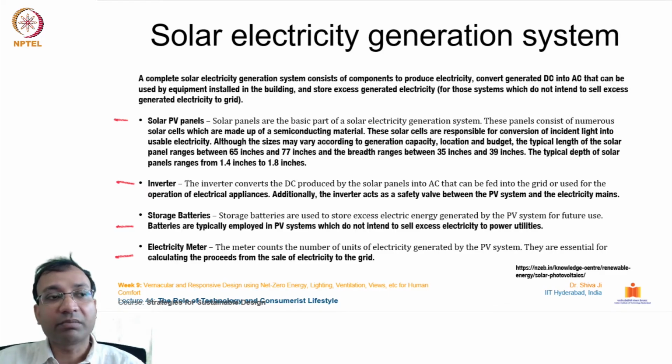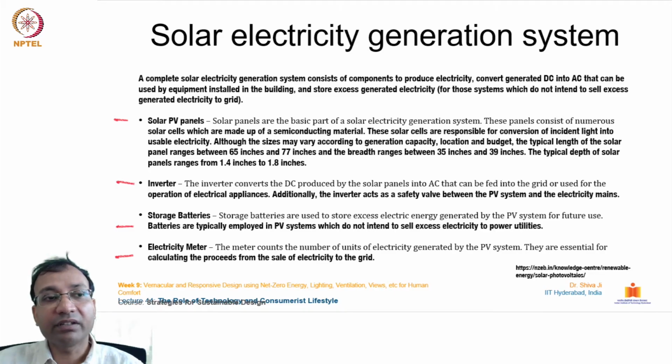The next one is storage batteries, power storing batteries. The storage batteries are used to store excess electric energy generated by the PV system for future use. The batteries are typically employed in PV systems which do not intend to sell excess electricity to the power utilities. The next one, electricity meter. The meter counts the number of units of electricity generated by the PV system. They are essential for calculating the proceeds from the sale of electricity to the grid.